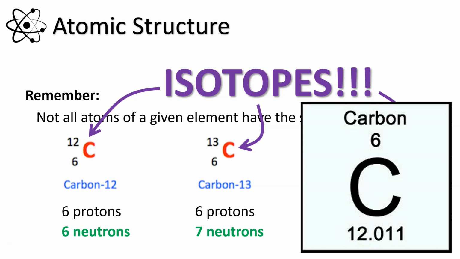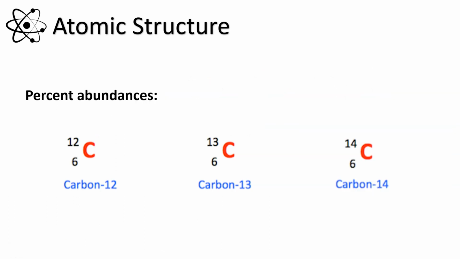And on the periodic table, it's a decimal because the periodic table is taking an average of all the different masses that this element can have. In carbon's case, sometimes 12, sometimes 13, and sometimes 14, and it averages all of those out to get 12.011. So that's why those masses are decimals on the periodic table.